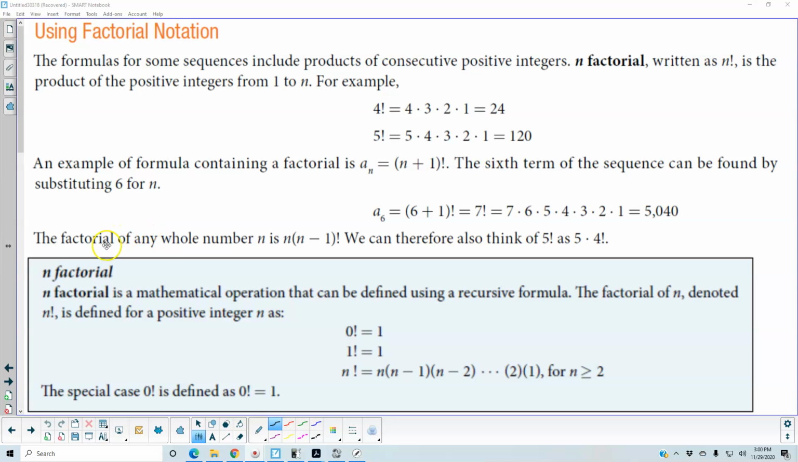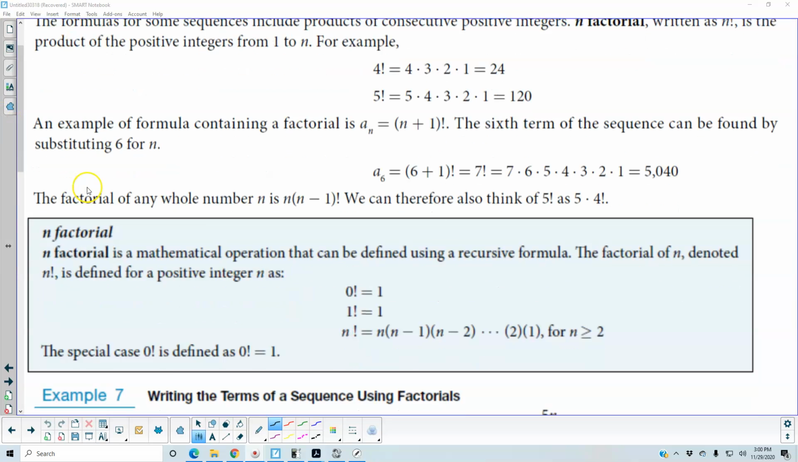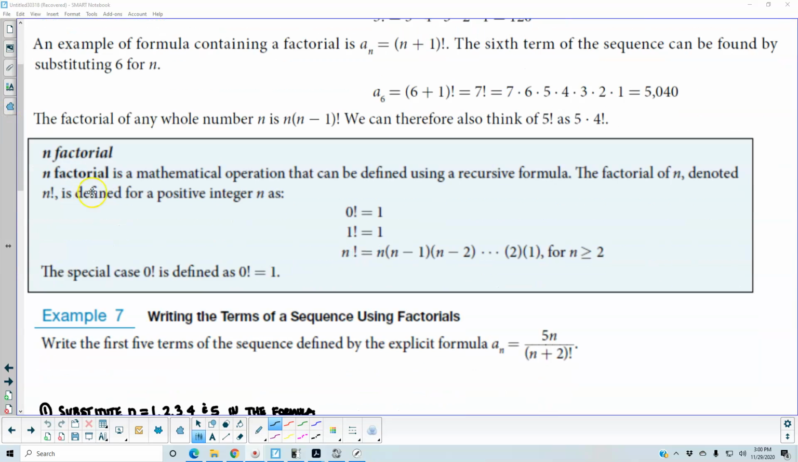Now, the factorial of any whole number n is n times (n minus 1) factorial. We can therefore also think of 5 factorial as 5 times (5 minus 1), which is 4. So that would be 5 times 4 factorial. So the definition of n factorial: n factorial is a mathematical operation that can be defined using a recursive formula.